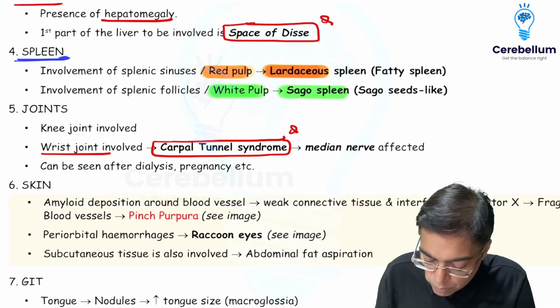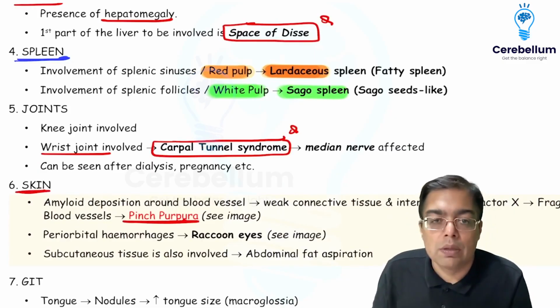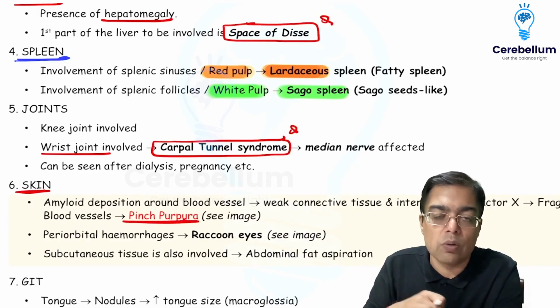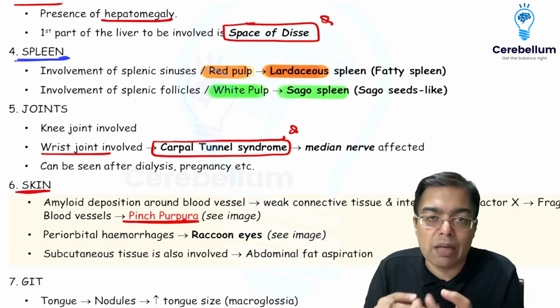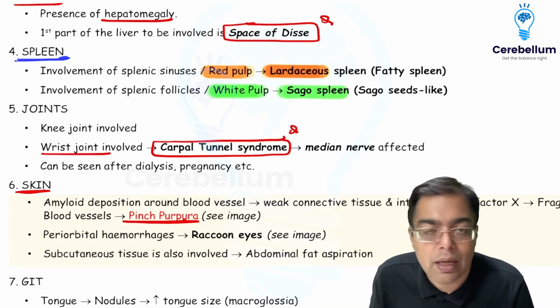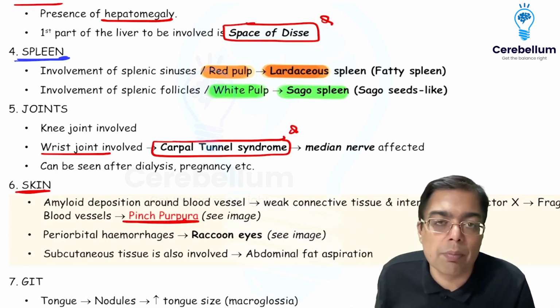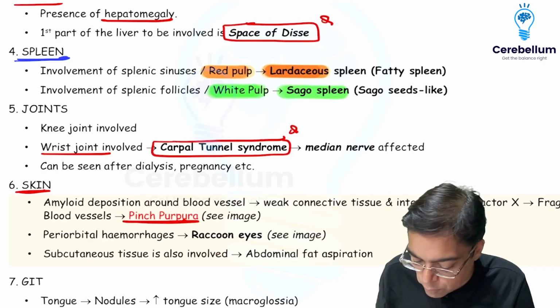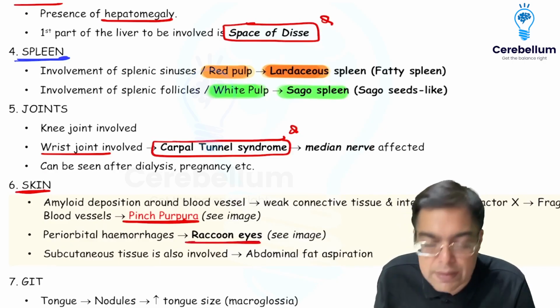We can have involvement of the skin as well, in which the patients can have pinch purpura. The moment you pinch the skin of these patients, they are going to have fragile skin, so they can have hemorrhagic spots. That is because amyloid interferes with factor 10. And the second thing is around the eyes, there can be hemorrhages which are responsible for the term raccoon eyes.